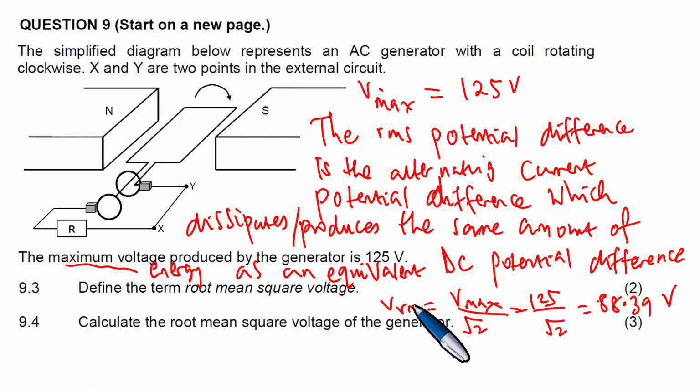So we are able to see that the VRMS is Vmax divided by the square root of 2. We already have Vmax because we were told that the maximum voltage produced by the generator is 125 volts, divided by the square root of 2. It is 88.39. Okay, let's look at 9.5.